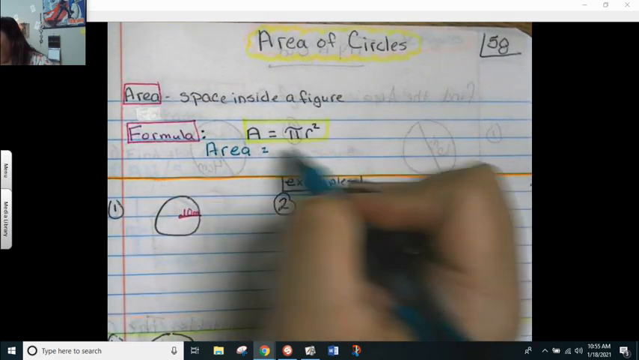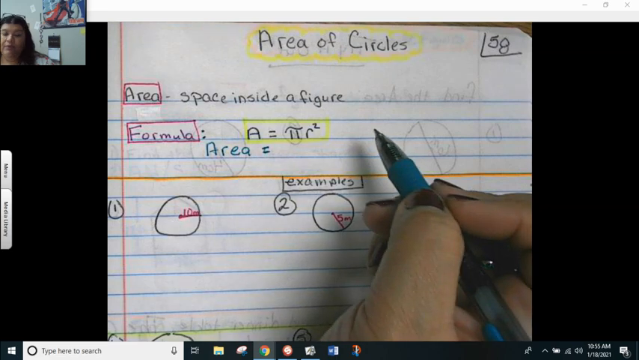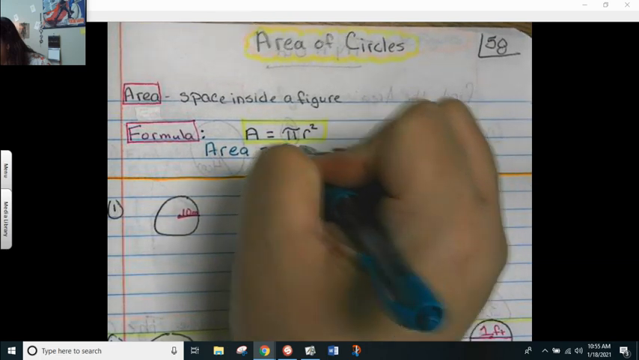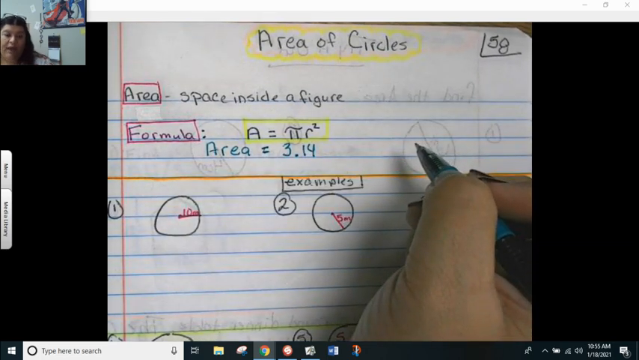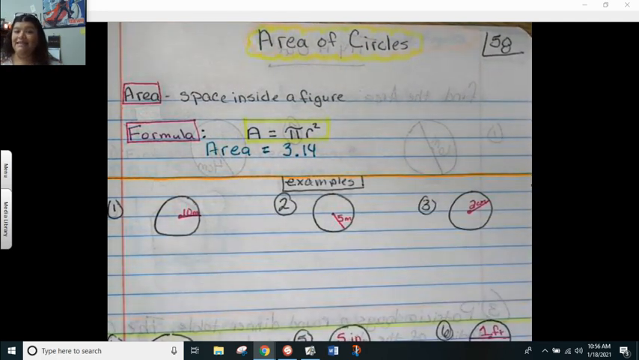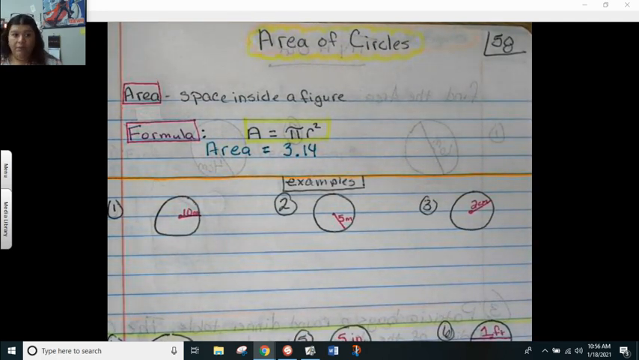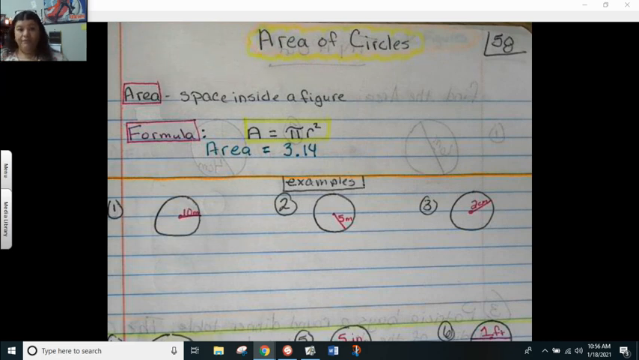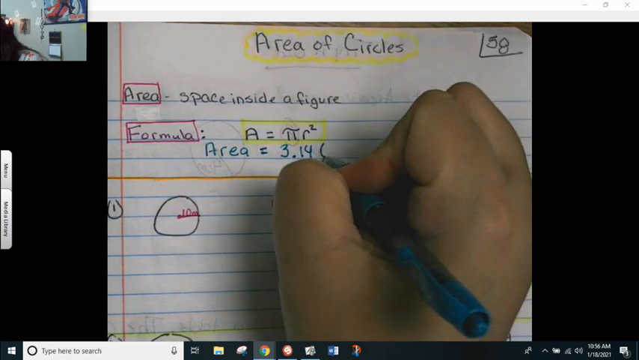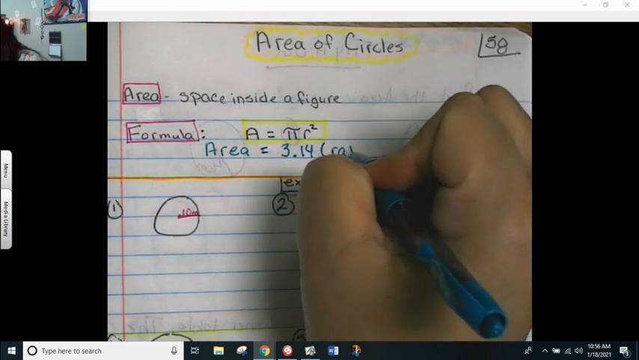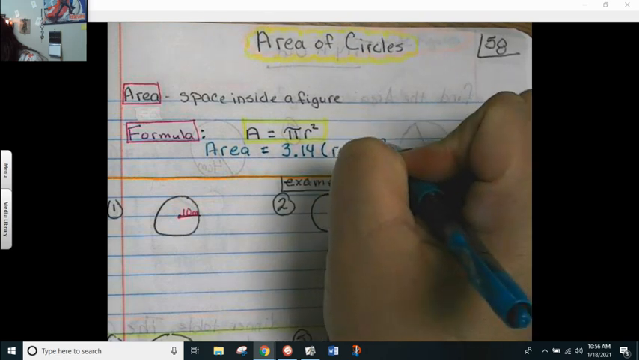okay? Pi, if you remember from yesterday, we're going to be using 3.14 for pi, okay? And if you ever forget what pi is, it is on the formula chart. They give it to you at the very bottom where it says extra information. It's going to be there for you, 3.14, okay? Now the R, just like with circumference, the R stands for radius, okay? So this is going to be times radius to the second power, okay?